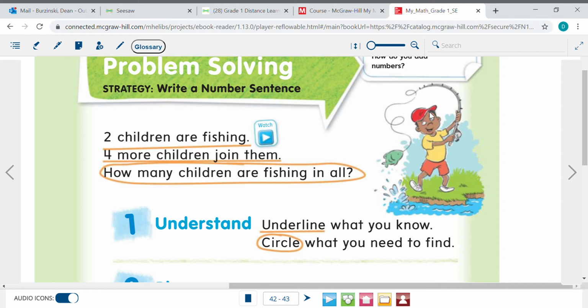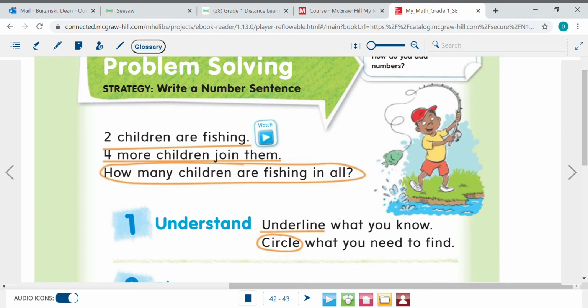So you should be on page 43, and this is lesson 6, and I'm going to read the story first. Two children are fishing. Four more children join them. How many children are fishing in all?